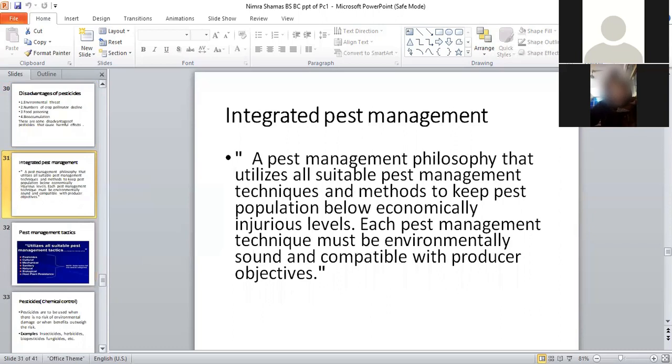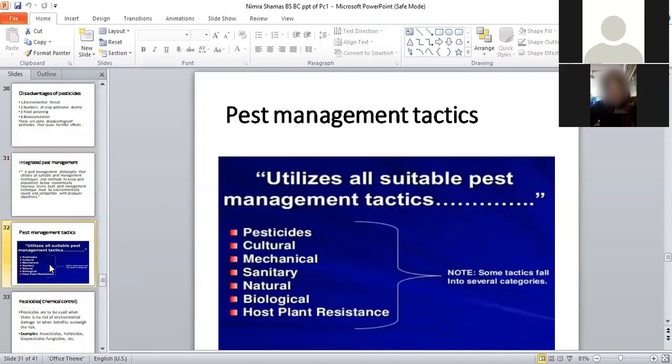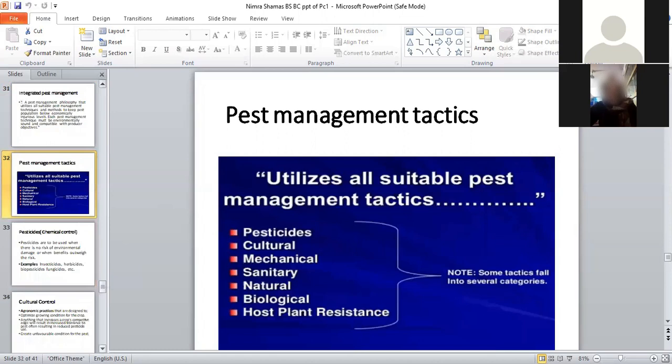Integrated pest management. What is integrated pest management? These are some techniques, some methods used to kill insects. A pest management philosophy that utilizes all suitable pest management techniques and methods to keep pest population below economically injurious level. Each pest management technique must be environmentally sound and compatible with the producer objective. So integrated pest management is used to kill insects in a sound way, and there are many techniques and methods to control insects.